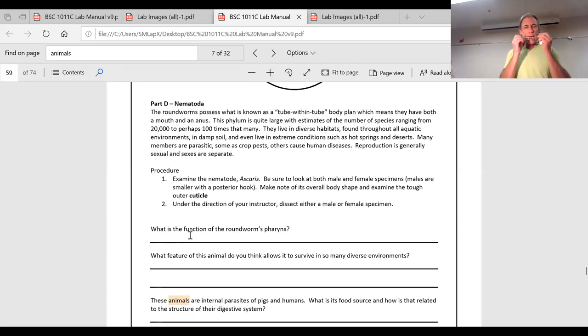So when it asks, I think the third question down, there we go, these animals are internal parasites of pigs and humans. What is its food source? And how is that related to the way it lives or the structure? The first thing you want to say is, and it says the digestive system there too, I should actually add this part to that question, that the cuticle provides a little bit of a barrier to living in such a harsh environment.